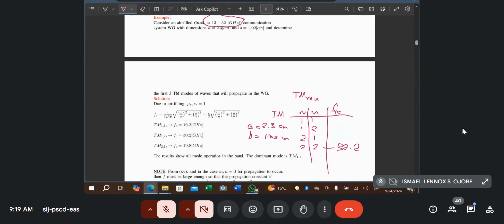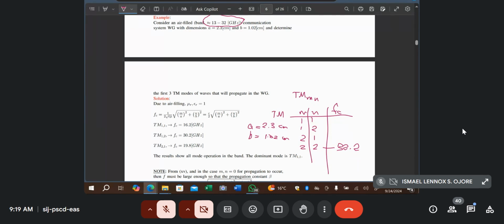The dominant mode can be used because it's 16.2, and the TM12, and also the TM21. So all of them can be used. Yes. Correct. I hope everybody is seeing that. What about TM22? TM22 is 32.2, so it's beyond the. So the cutoff is beyond the range that you have, isn't it? Yes.